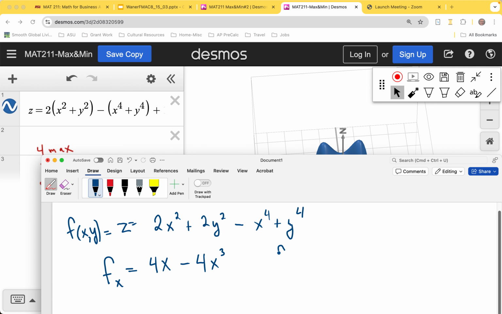And then the partial with respect to y is something very similar. The derivative of x is 0. 2y squared, so the 2 comes down. 2 times 2 is 4. Subtract 1 from the exponent: 2 minus 1 is 1. The derivative of x to the 4th is 0 because it's a constant. And so y to the 4th, the 4 comes down.